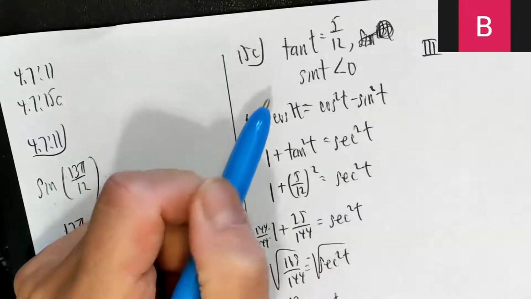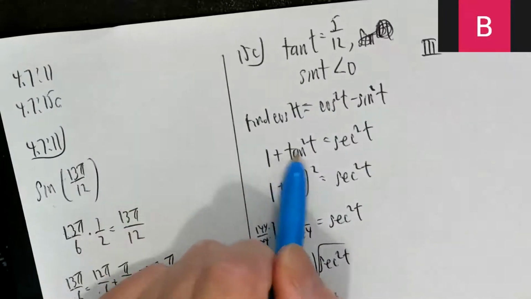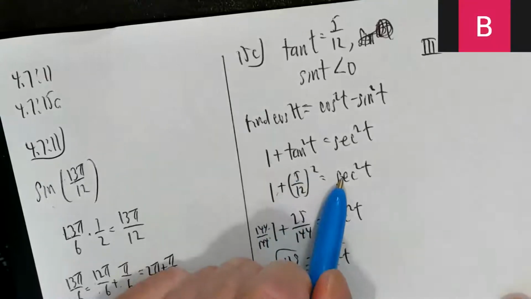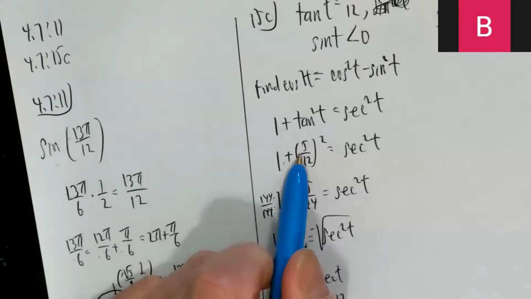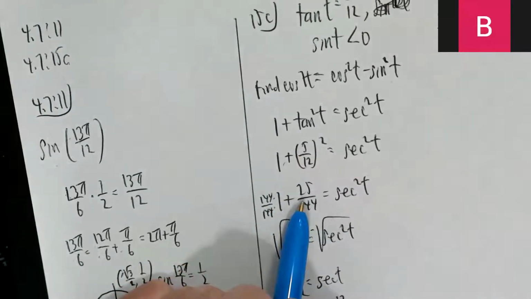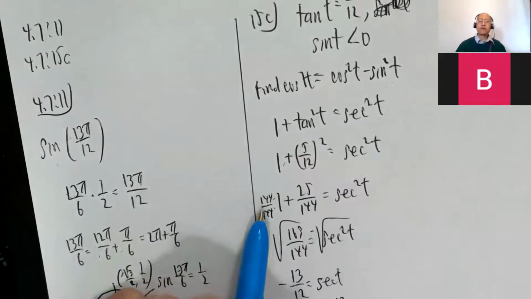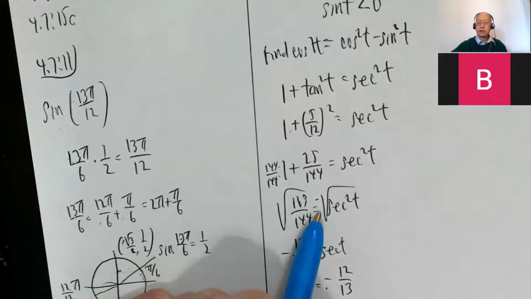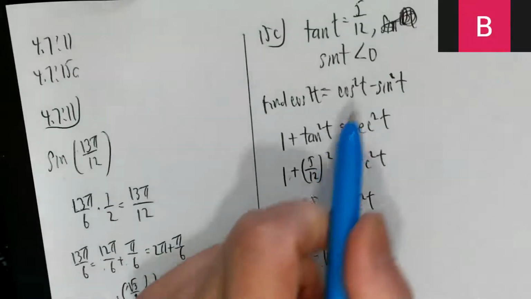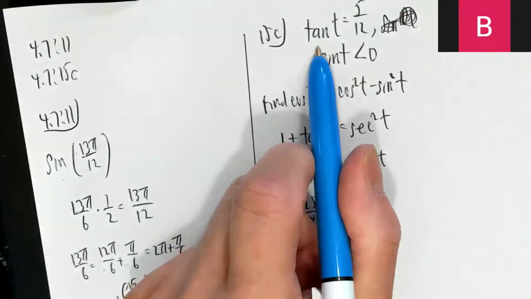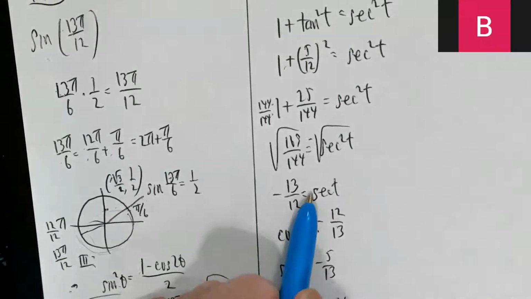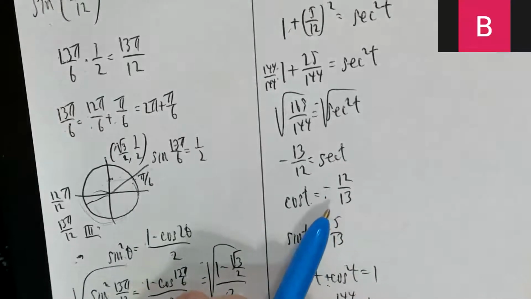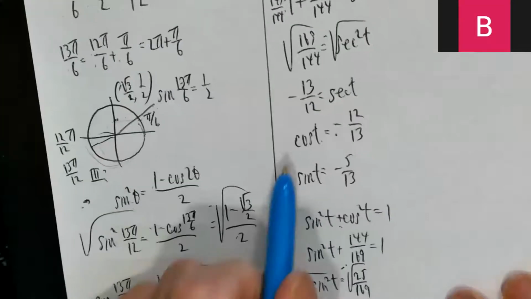Okay, so how do I deal with this? I see tangent, I have the identity 1 plus tangent squared t equals secant squared t. 1 plus 5 twelfths squared equals secant squared t. Tangent t is 5 twelfths. 5 over 12 squared is 25 over 144. Add 1, which is 144 over 144, I get 169 over 144 is equal to secant squared. Take the square root. I want a negative because I'm in quadrant 3. In quadrant 3, the only things that are positive are the tangent and cotangent. So negative 13 twelfths is the secant of t. Flip it. Cosine of t is negative 12 thirteenths. That's going to make the sine of t negative 5 thirteenths.